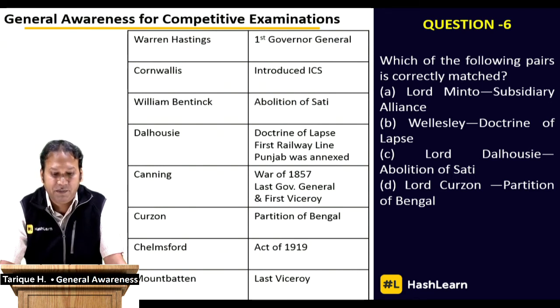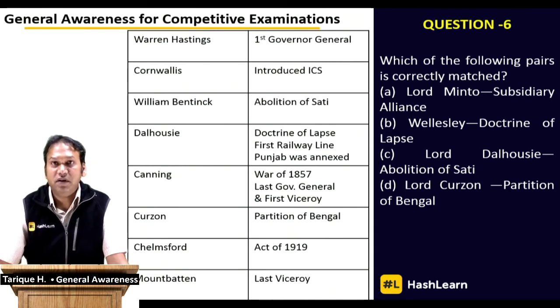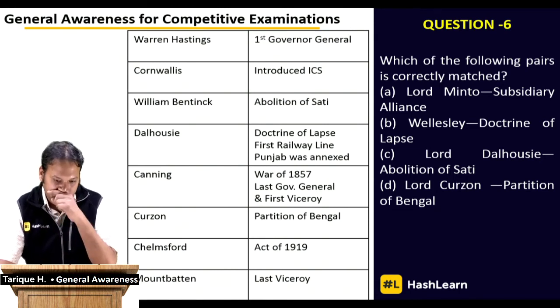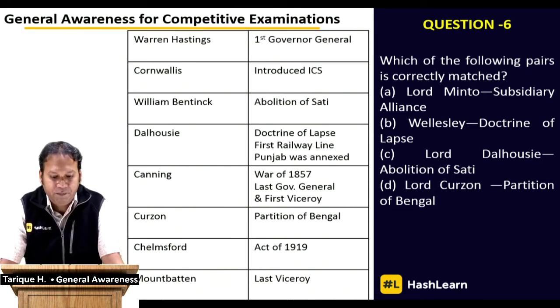the doctrine of lapse. Dalhousie is also linked with something very important, that is the first railway line and the first telegraph line. The first railway lines and the first telegraph lines of India were constructed during Dalhousie's time, and this was also used by those who revolted against the British in the War of 1857. And also, Dalhousie was the Governor General of India when Punjab was annexed.